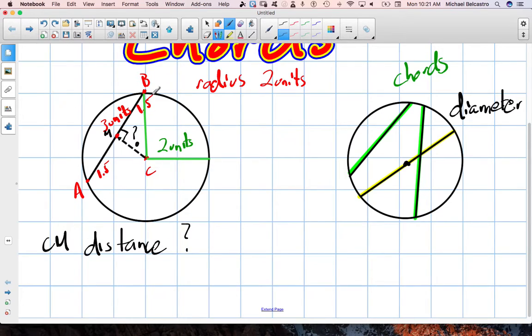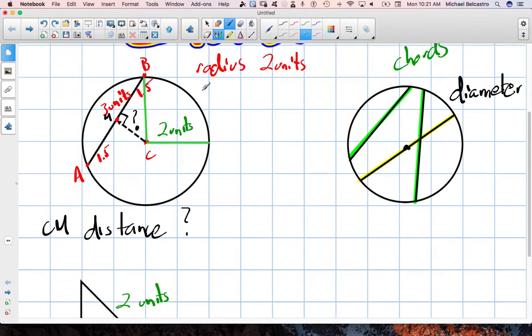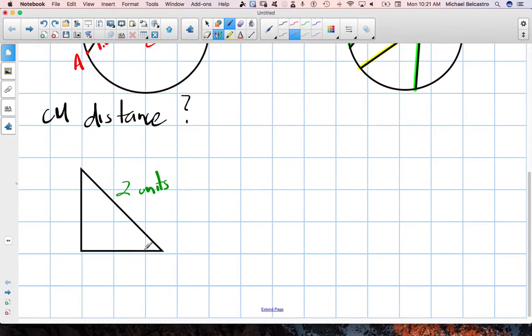Well, we actually just built a right angle triangle. So I'm going to redraw it out here on the outside. Here is our right angle triangle. It's going to look something like this. We have a hypotenuse of 2 units. And one of the legs was 1.5 units. So we're going to label this our x value. What is our x? X is the distance from C to M.